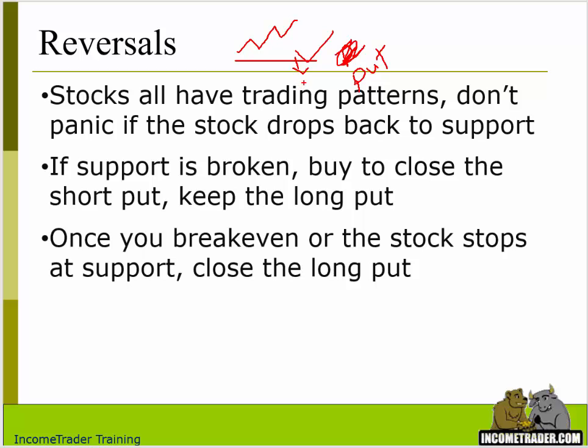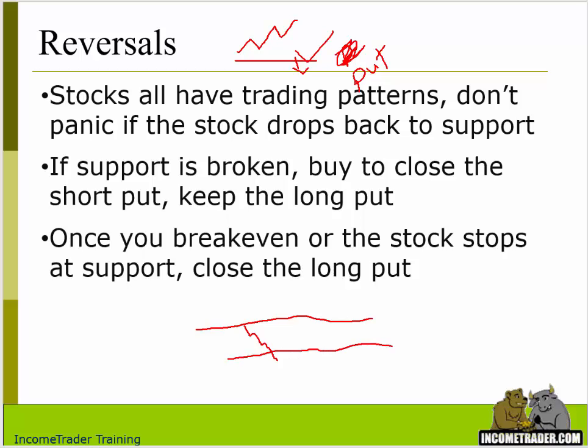If your stock has a high probability of continuing even further down to its next support, reversing by buying to close the short put and keeping the long put can actually turn out to be quite profitable if your stock is a big mover. Or maybe your stock isn't a big mover, and maybe it comes down, it breaks your support, it starts coming down to the area, to the put that you sold.